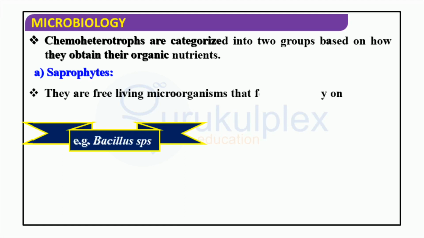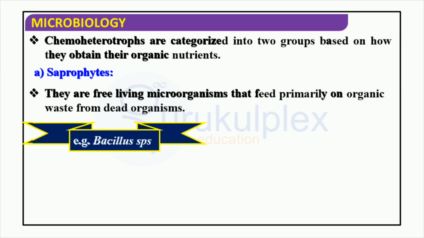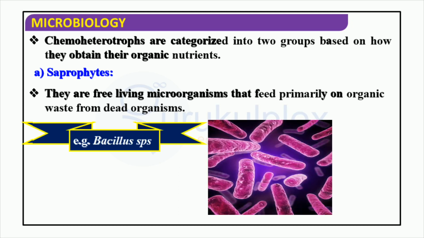Saprophytes are free-living microorganisms that obtain their organic nutrients from the waste of dead organisms, such as Bacillus species, while other chemoheterotrophs obtain their organic nutrients from other sources. Being able to differentiate between these two types is useful when applying knowledge of microbiology in practical ways.